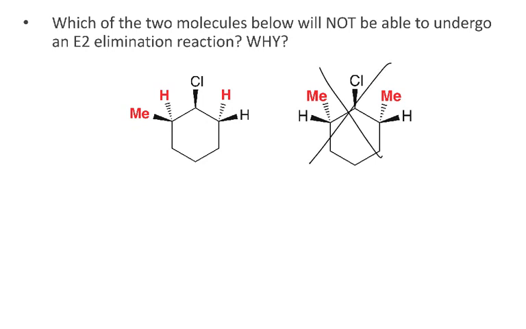Now, in this case, the chlorine is up, both of these hydrogens are down, so these hydrogens could participate in the E2 reaction, and so we would get an E2 elimination from here, but it would have to be one of these hydrogens. This hydrogen, because it's on the same side as the chlorine, also can't participate in the E2 reaction.